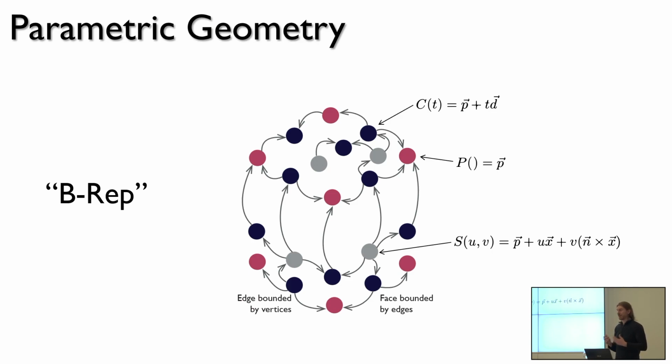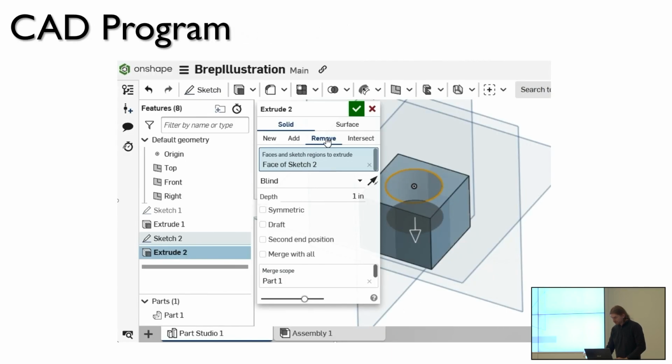And these are the topological entities, these faces, edges, and vertices, as well as a host of higher level structures that are beyond the scope of this talk. And these are the entities which will be directly referenced by a CAD program. Let's take a closer look at that still from a CAD video we watched.